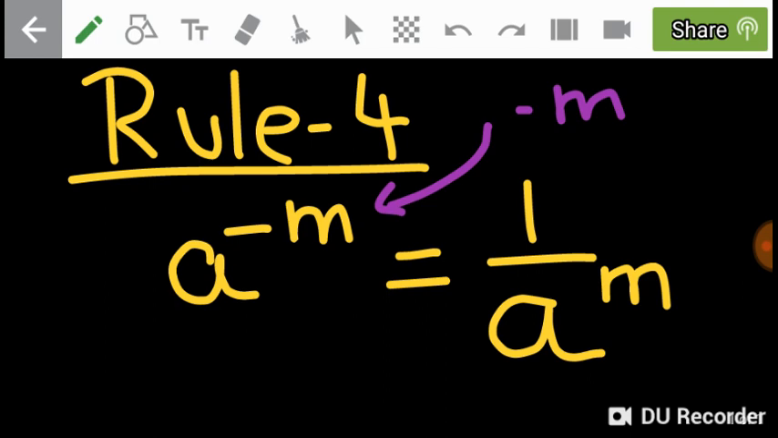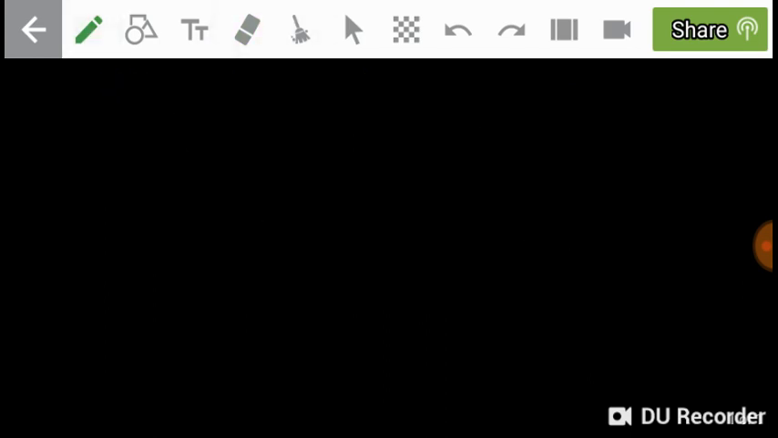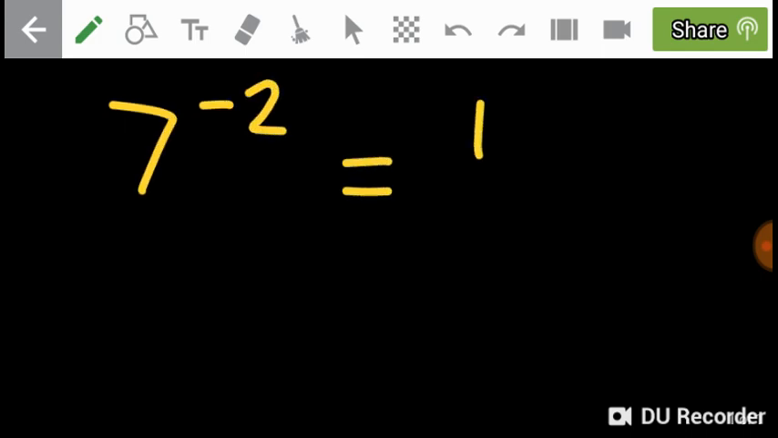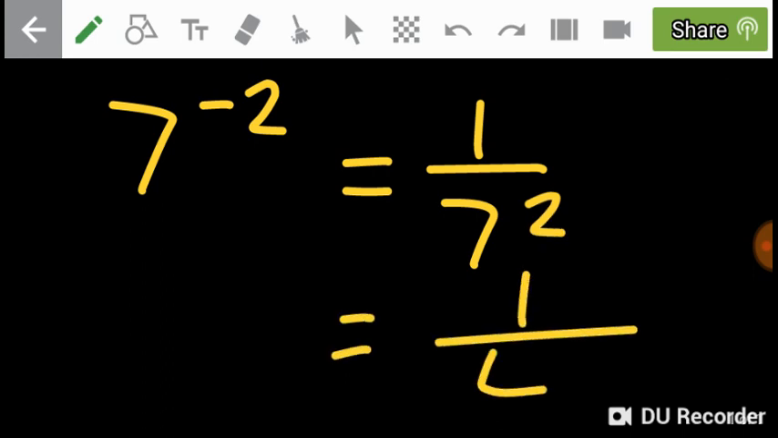Now let us see an example of this. If we have a problem 7 to the exponent negative 2, the answer would be 1 by 7 square, and hence we can further break it down as 1 by 49.